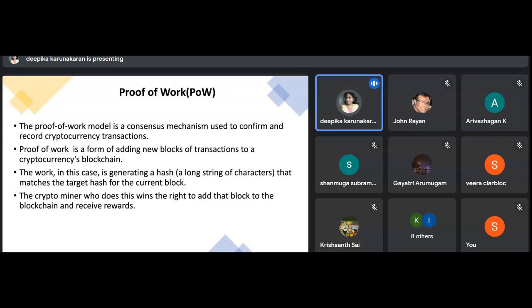Here proof of work, POW, is a consensus mechanism used to confirm and record cryptocurrency transactions. The work in this case is generating a hash. All the miners participating in that network will be generating a hash, which is a long string of characters that will be matched with the target hash given by the proof of work protocol network. Whoever, or a group of miners, wins will have the right to add that particular block to the blockchain, and that miner will receive the rewards. So this is a consensus mechanism, and we call it proof of work.